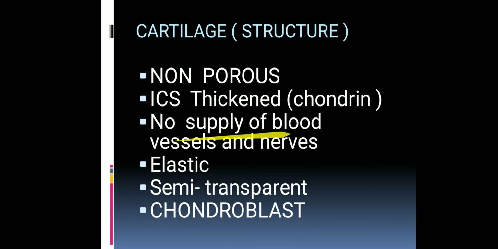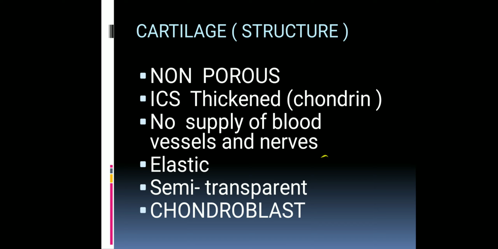There is no supply of blood vessels and nerves. That is why you can easily have nose piercing or ear piercing, because there is no supply of blood vessels and nerves. Whatever blood is coming out is due to the epithelial tissue which is covering the ear pinna and the nose tip. So piercing is possible. The biological reason is that there is no supply of blood vessels and nerves in the cartilage, because the ear pinna and nose tip are made up of cartilage.